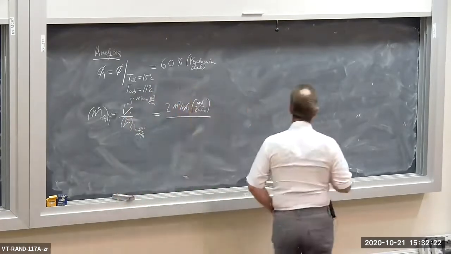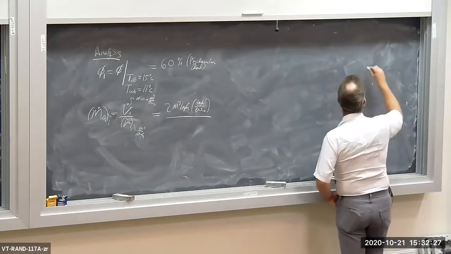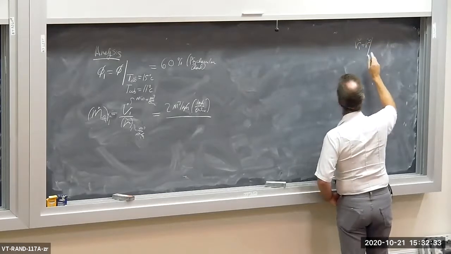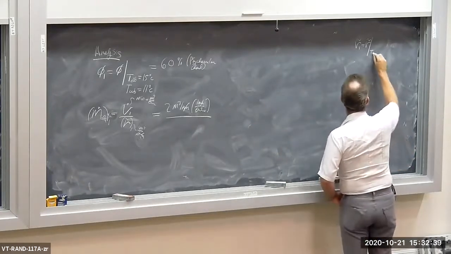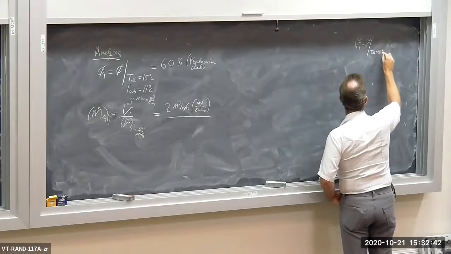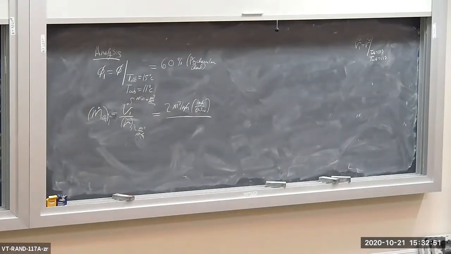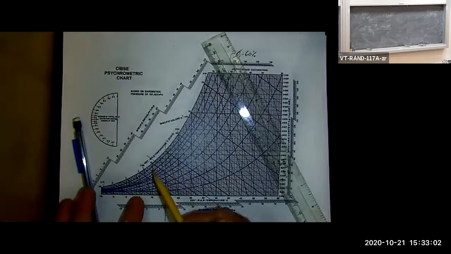Okay, I need the specific volume of my inlet mixture per kilogram of dry air. So specific volume V tilde 1 is V tilde evaluated at 15 and 11 degrees C, so T dry bulb equals 15 degrees C and T wet bulb is 11 degrees C. Let's see if I can find a specific volume here. Yes. Okay, so this is my state.